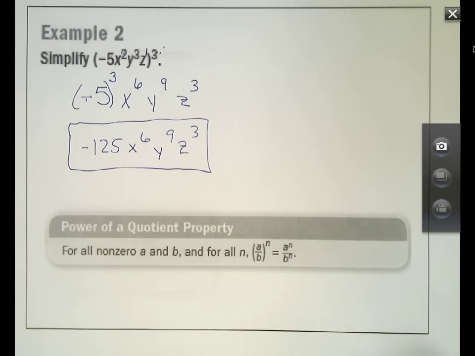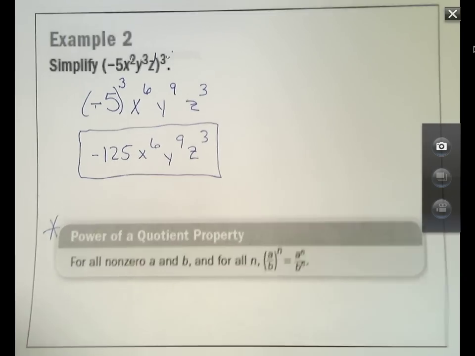Power of a quotient property. For all non-zero a and b, and for all n. Okay, I got a quotient raised to the n power. That n goes on the numerator, and it also goes on the denominator. No matter how many bases are up here, that n has to go on all of those things in the numerator and the denominator. Very important property that you need to know.